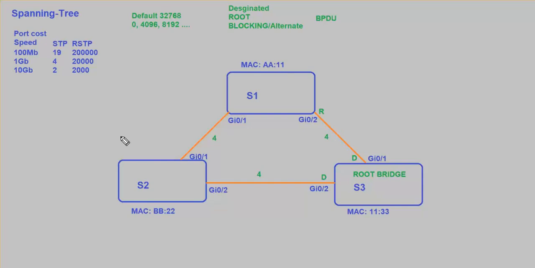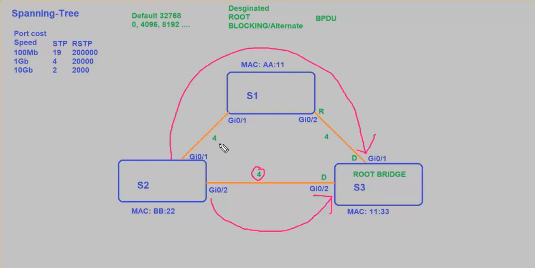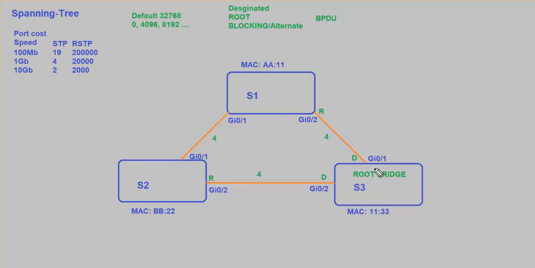Again, we go through similar comparisons. If I use this path, what is my cost? Only 4. If I use this path, my cost is 4 plus 4 equals 8. Again, 4 is better, so we get a root port on my S2 as well. Let's put the role on this port. This is my root port. We have done this segment, and we have done this segment.